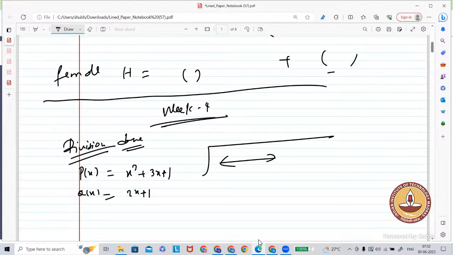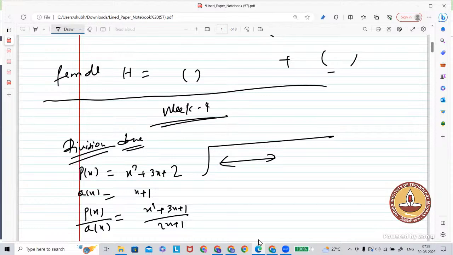And you want to find the quotient, and even you can say remainder. So we'll tell you what is remainder. Once you divide px by qx, that means x square plus 3x plus 1 upon x plus 1, or even let's say this is x plus 2 here. So what will you get after division?